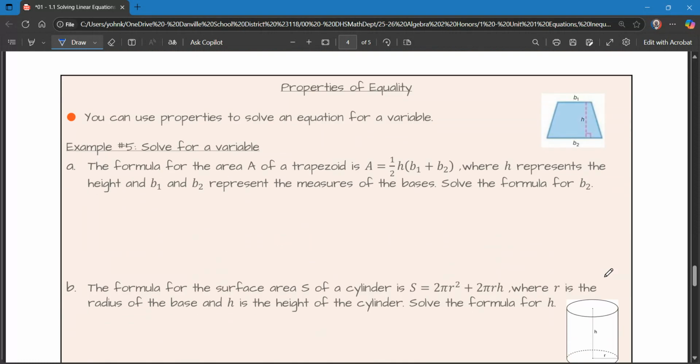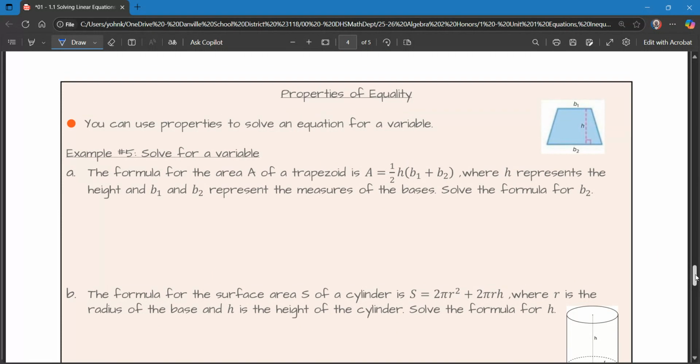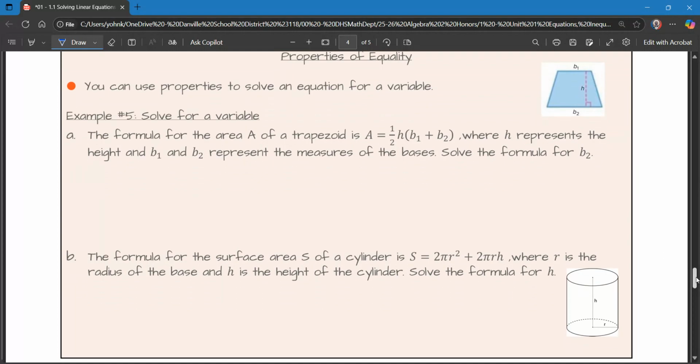Okay, let's put some word problems to these. You can also use properties to solve an equation for a variable. So don't freak out. There's no geometry needed here. It's all algebra. Part A. The formula for the area of a trapezoid is area equals 1/2 height times the quantity base 1 plus base 2, where h represents the height and b sub 1 and b sub 2 represent the measures of the bases. Solve the formula for b sub 2.